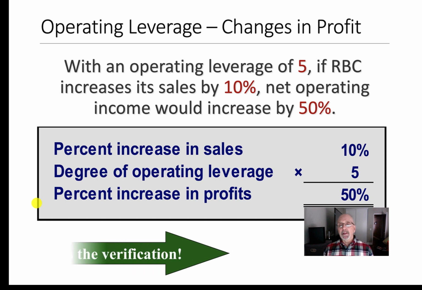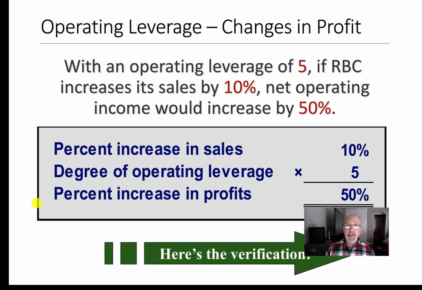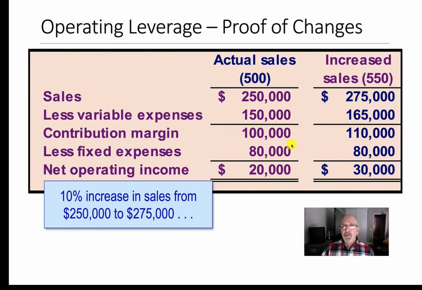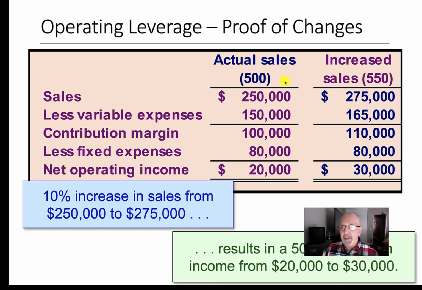So with an operating leverage of 5, if RBC increases its sales by 10%, net operating income would increase by 50%. Let's see if that works. 5 times 10, right? So in this case, we're increasing sales by 10%, right? 500 to 550. So sales are going from 250 to 275, 10% increase.